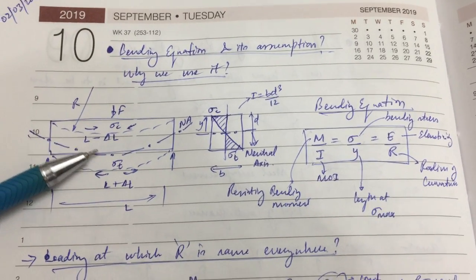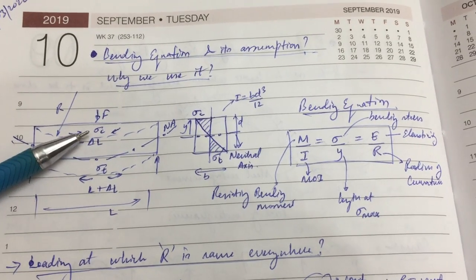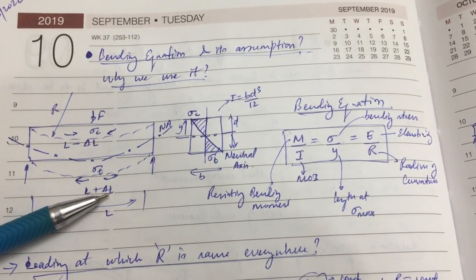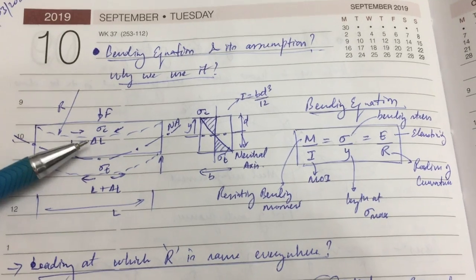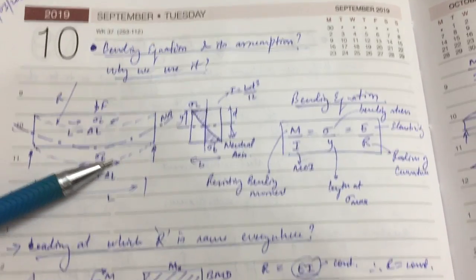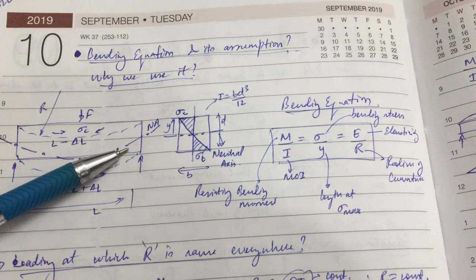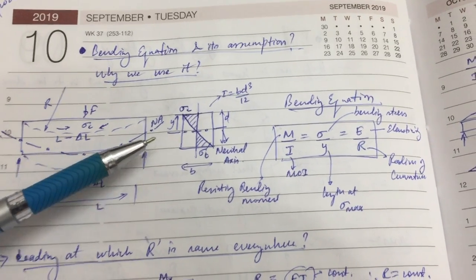You will see that due to the bending stress there will be a tension stress and compression stress here, so the length will be L plus delta L here and L minus delta L here because the length is decreasing. So this center axis is called the neutral axis. This is the axis at which the length doesn't change.